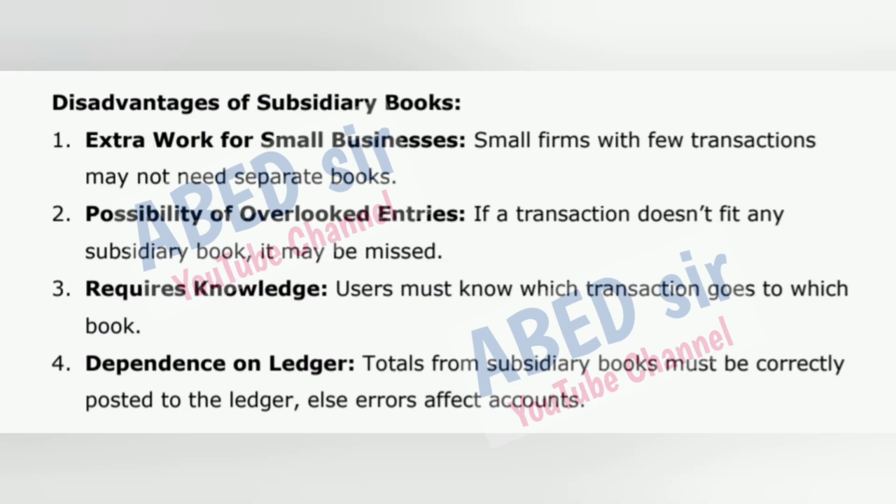1. Extra work for small businesses. Small firms with few transactions may not need separate books. 2. Possibility of overlooked entries. If a transaction doesn't fit any subsidiary book, it may be missed. 3. Requires knowledge. Users must know which transaction goes to which book. 4. Dependence on ledger. Totals from subsidiary books must be correctly posted to the ledger, else errors affect accounts.